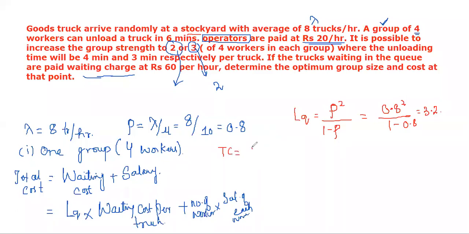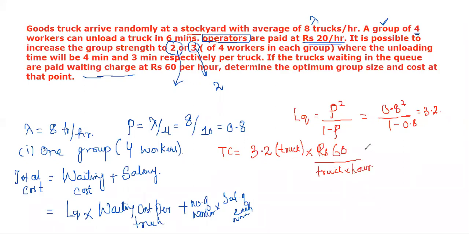Therefore, the total cost will be, look at that, LQ is 3.2, but what is its unit? Length of the queue means number of customers. The customers here are trucks. The trucks are the ones which are going to get the service. Therefore, the length of the queue is 3.2 trucks multiplied by the waiting cost per truck. So the waiting cost per truck is rupees 60 per truck per hour. Okay, this 60 rupees is the waiting cost of one truck for 1 hour.